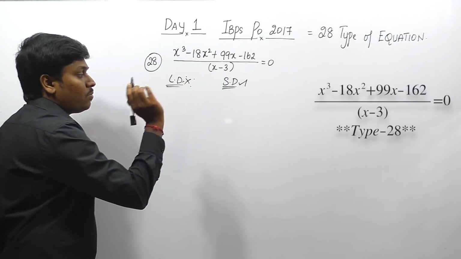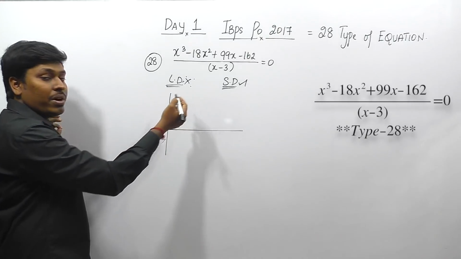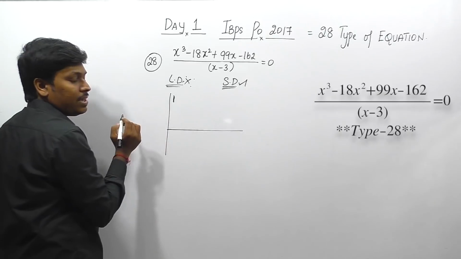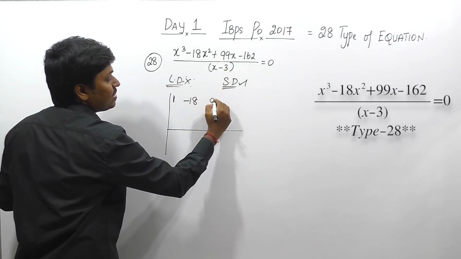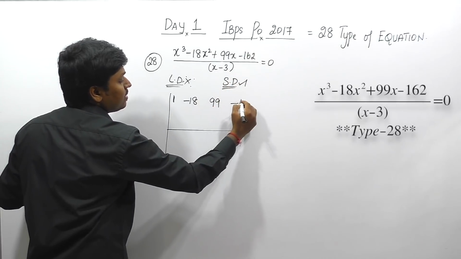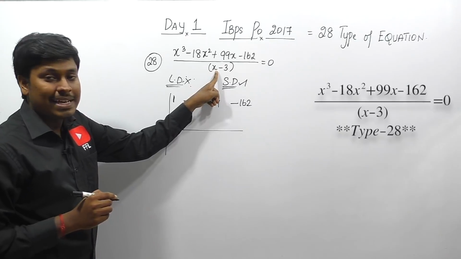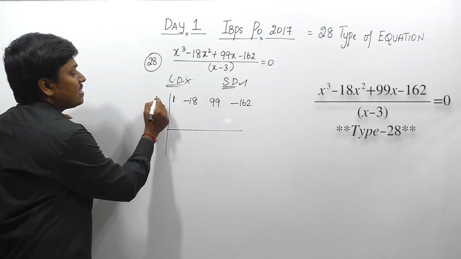So friends, first of all, what you need to do is draw a line like this and write the coefficients of x. So x cube coefficient is 1, right? So write 1 here. X square coefficient is minus 18 and x coefficient is 99 and the final constant will be minus 162. And the shortcut is, here the denominator is x minus 3. So x minus 3, denominator equal to 0. So x is equal to 3.